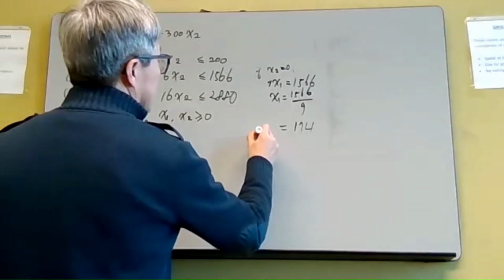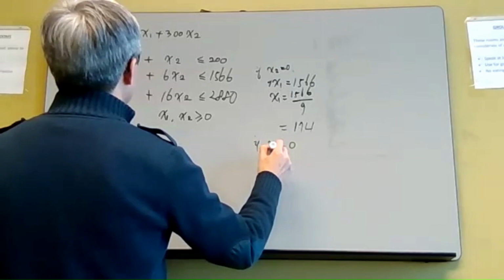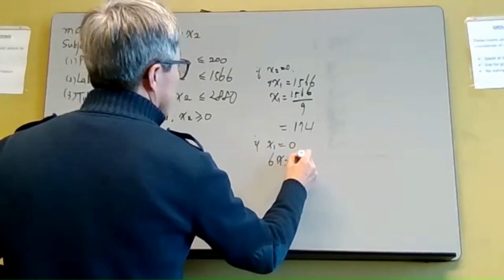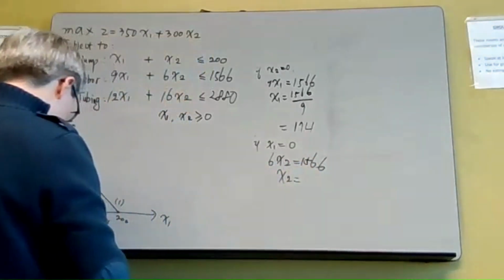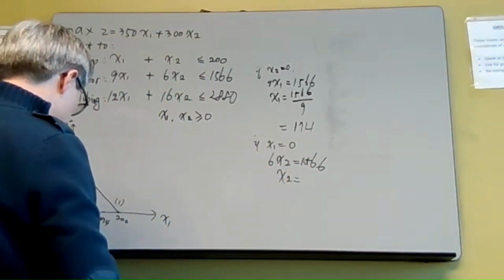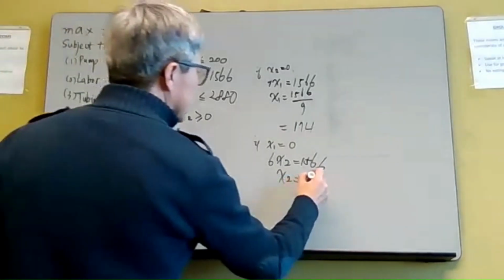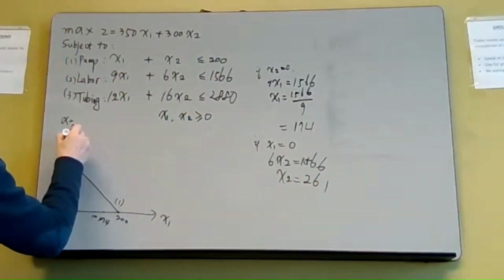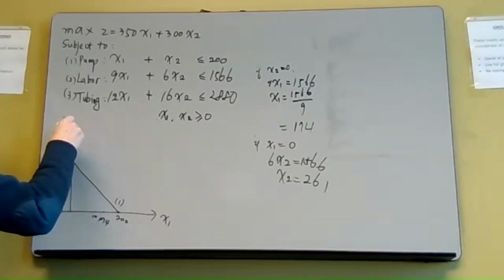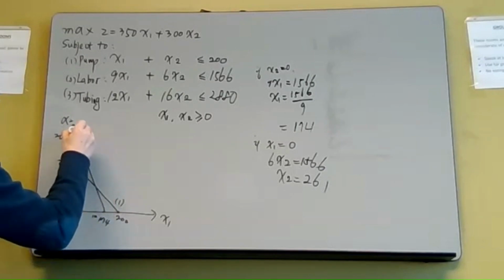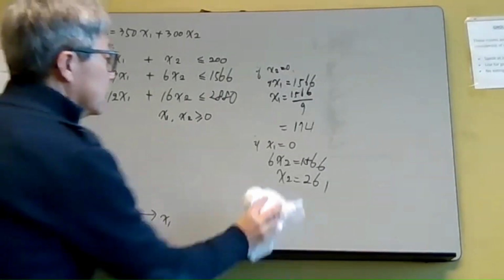And if x1 equals 0, 6x2 would be 1566, so x2 will be 261. Let's see, 261 is here. I have 2 points, so draw the straight line. This is the second constraint boundary line.